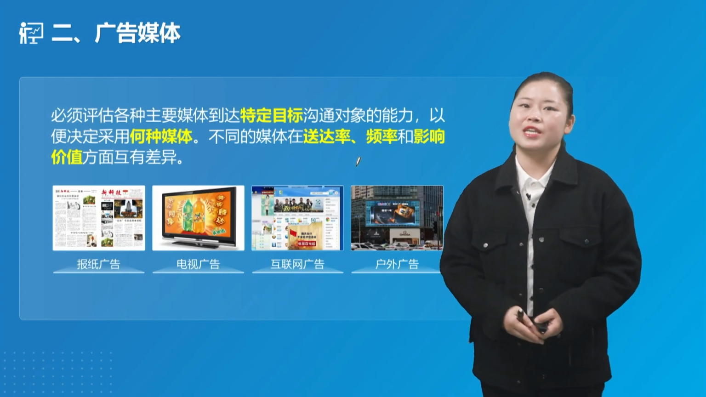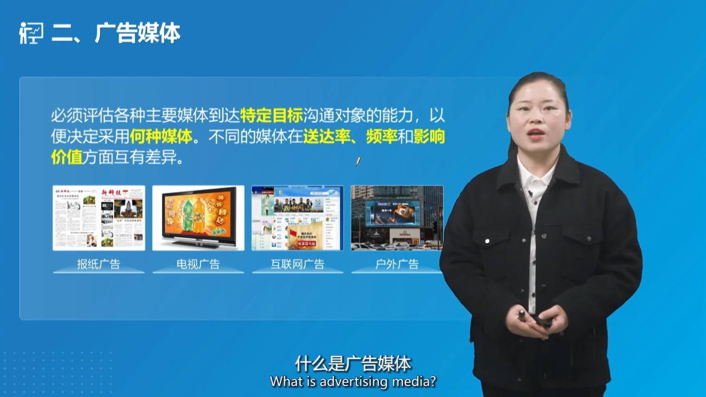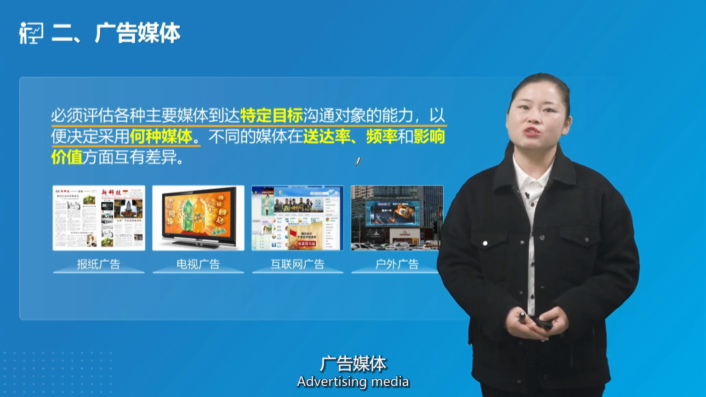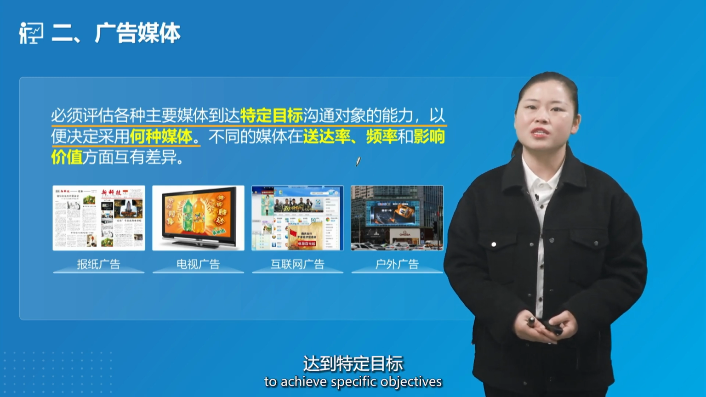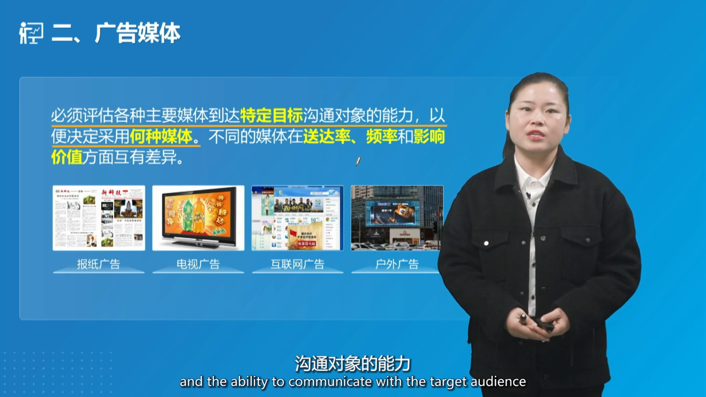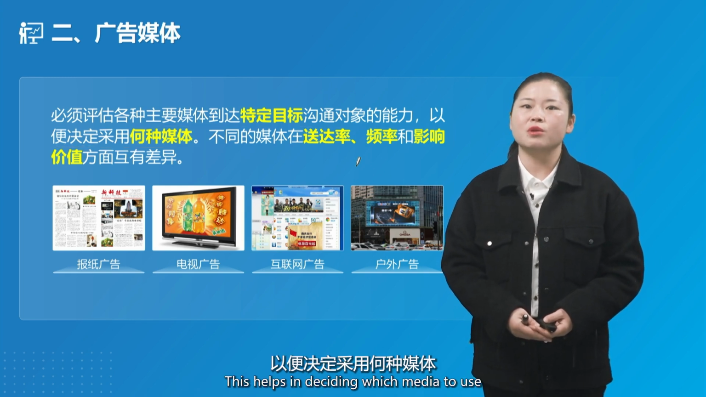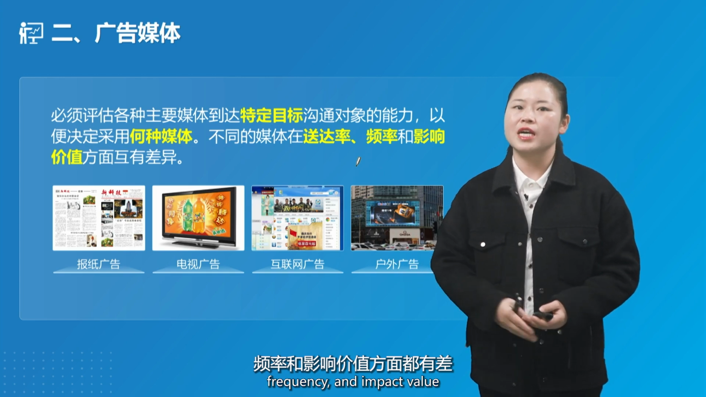Alright, moving on. Let's now dive into the topic of advertising media. What is advertising media? Advertising media involves evaluating various major media platforms to achieve specific objectives and the ability to communicate with the target audience. This helps in deciding which media to use. Different media vary in their reach, frequency, and impact value.